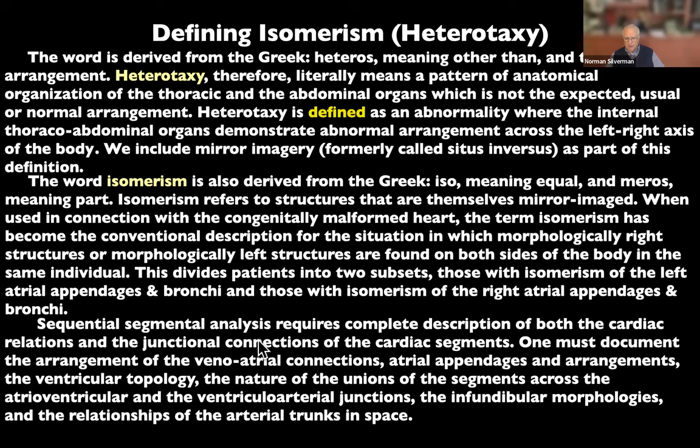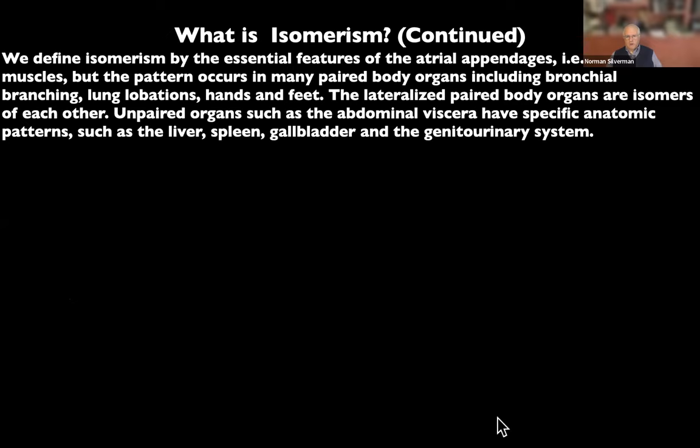Sequential segmental analysis requires complete description of both the cardiac relations and junctional connections of the cardiac segments. One must document the arrangements of the veno-atrial connections, atrial appendages, and arrangement, ventricular topology, the nature of the unions of the segments across the atrioventricular and ventriculoarterial junctions, and the morphology of the infundibular septum and the great vessels in space. So we define isomerism as the essential features of the atrial appendages.